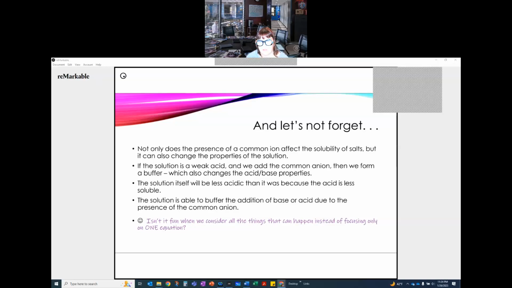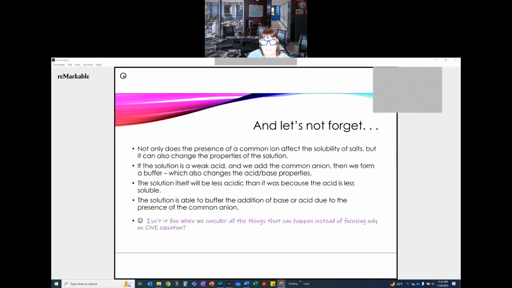And the solution is able to buffer the addition of acid or base due to the presence of the common anion. Having the weak acid and its conjugate base means that I have the ability to react with an acid if I add it. The acid being added will react with the conjugate base to neutralize it. A base being added will react with the weak acid, and so that will be mitigated.